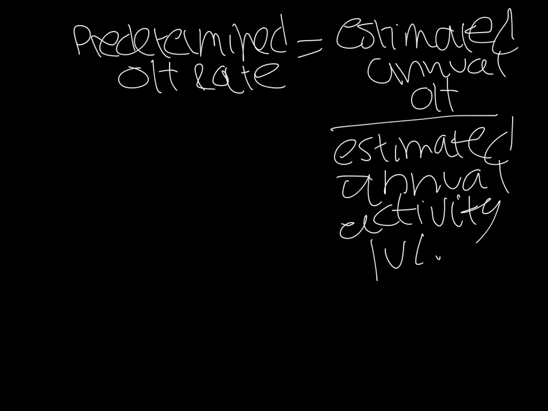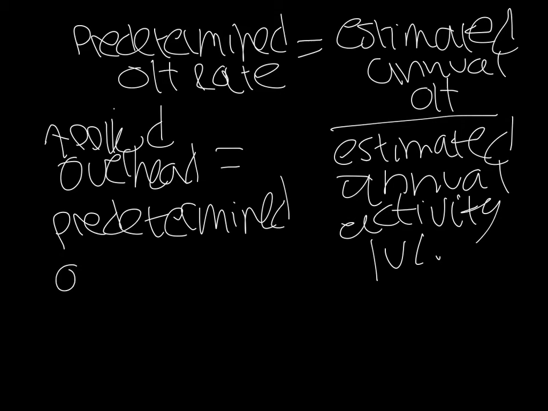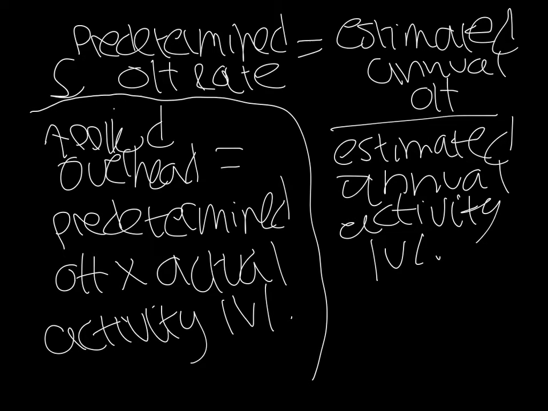Predetermined overhead rate is useful for normal costing and also helps determine how much overhead is applied in a job, where applied overhead is equal to predetermined overhead rate multiplied by actual activity level. What is significant is that the predetermined overhead rate is used to calculate applied overhead, wherein it is multiplied by the actual activity level, while the predetermined overhead rate is divided by the estimated annual activity level.